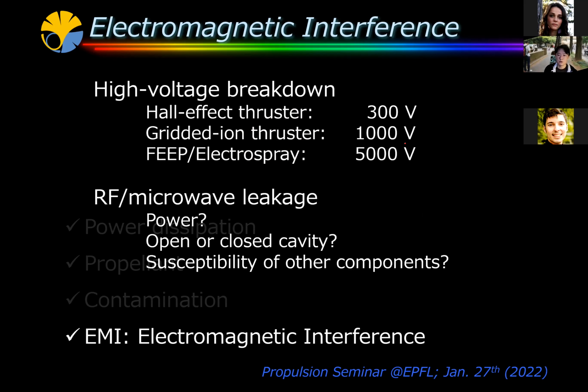In the case of Hall effect thruster, typically 300 volts, ion thruster 1 kilovolt, and in the case of FEEP or electrospray 5 kilovolt. And the higher the voltage, the more risk for this kind of breakdown. Also, some electric propulsion uses RF or microwave, and this leakage can also become a problem, especially with the interference of communication devices. So we have to check those interferences.